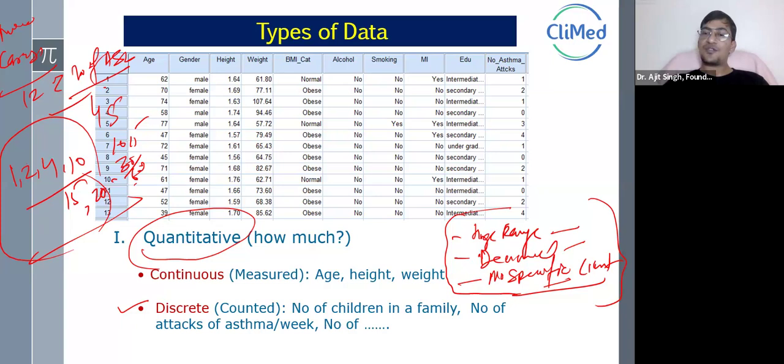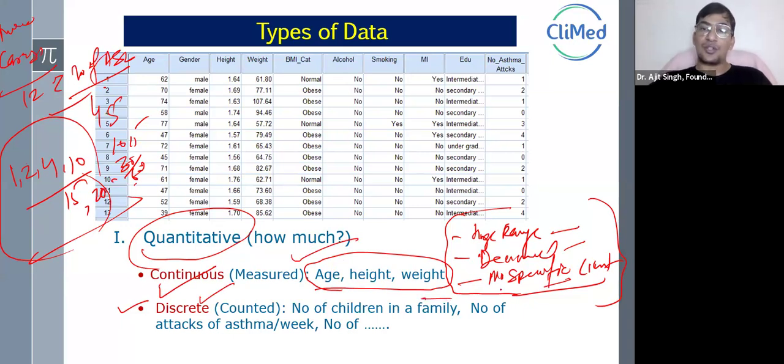Now my question for all of you, because we are working on the same platform right now: I'm teaching you, so give me another example of continuous data other than age, height, weight, blood pressure and heart rate. Tell me one or two examples of continuous data. Tell me one or two examples of discrete data, except whatever I told, guys. Yes, please tell me.